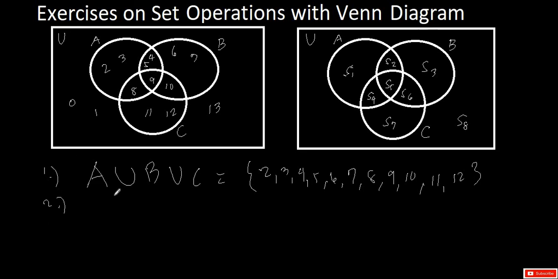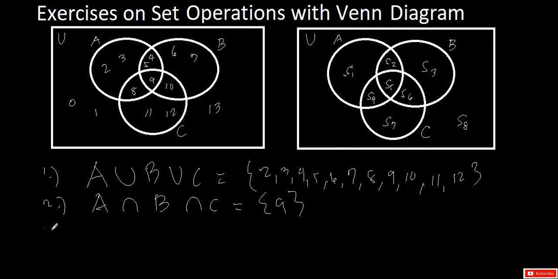What about number 2? What if the problem is A intersection B intersection C? What are the elements of the intersection of the three sets? Observe that the three circles overlap in S sub 5. So the region S sub 5 is the common region to the three sets. Therefore, the only element of S sub 5 in the given Venn diagram is 9. So the result is 9.